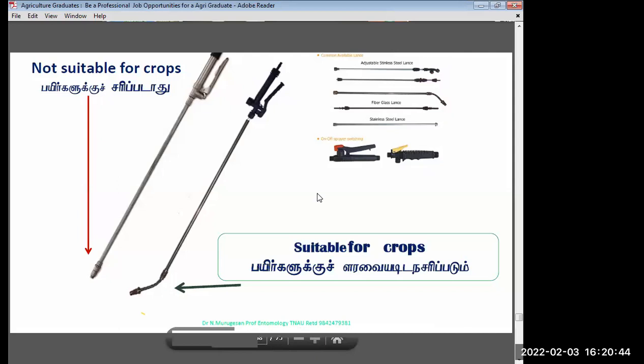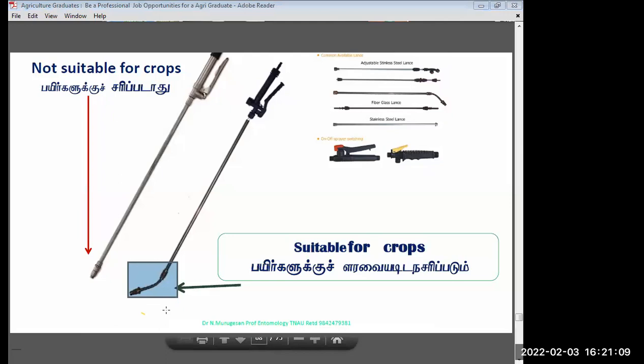Then one more thing is the spray stick should have a gooseneck. There is a bend at the tip of the hose. The bend should be there. This bend only takes the pesticide to the underside of the plant, the underside of the leaf.